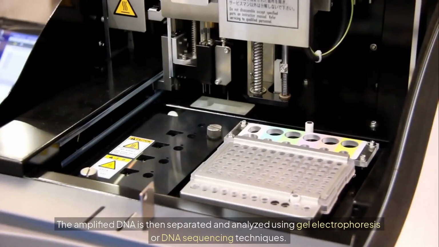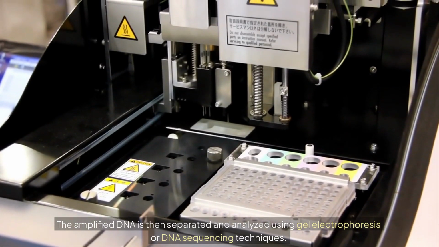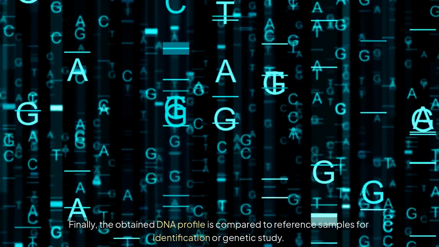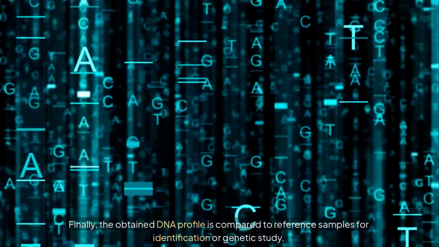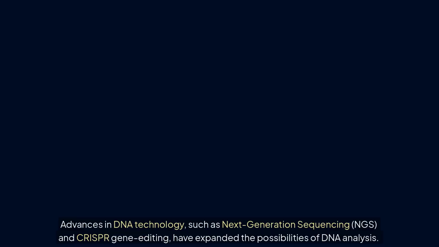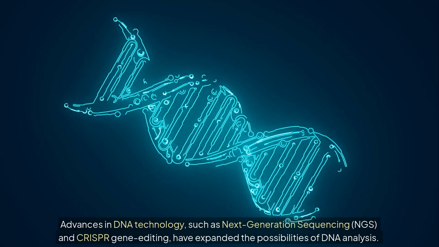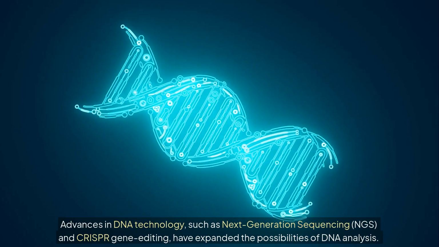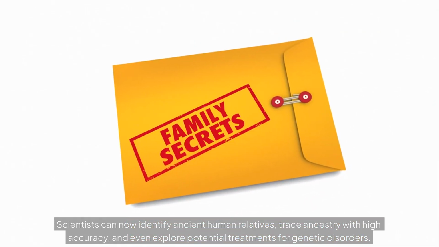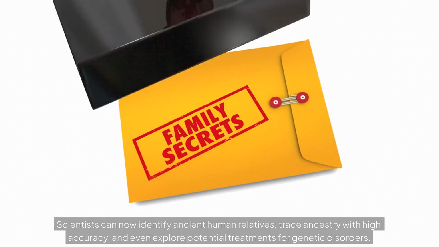The amplified DNA is then separated and analyzed using gel electrophoresis or DNA sequencing techniques. Finally, the obtained DNA profile is compared to reference samples for identification or genetic study. Advances in DNA technology, such as next-generation sequencing, NGS, and CRISPR gene editing, have expanded the possibilities of DNA analysis. Scientists can now identify ancient human relatives, trace ancestry with high accuracy, and even explore potential treatments for genetic disorders.